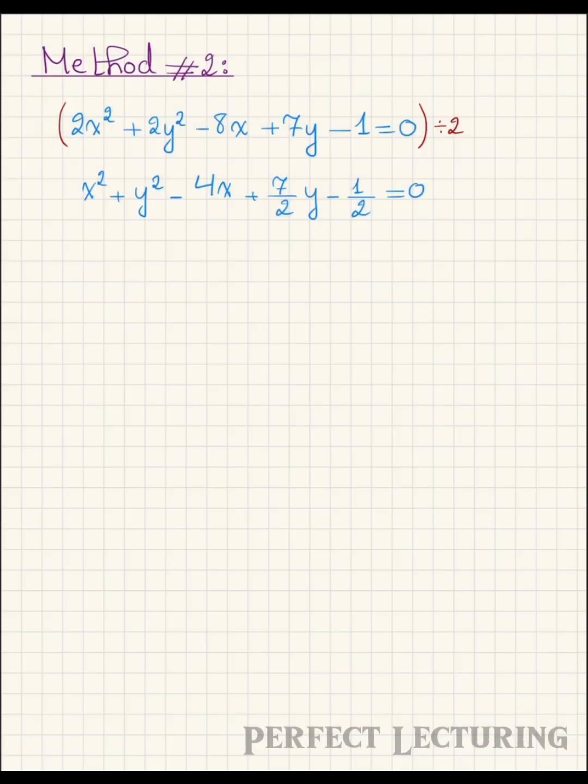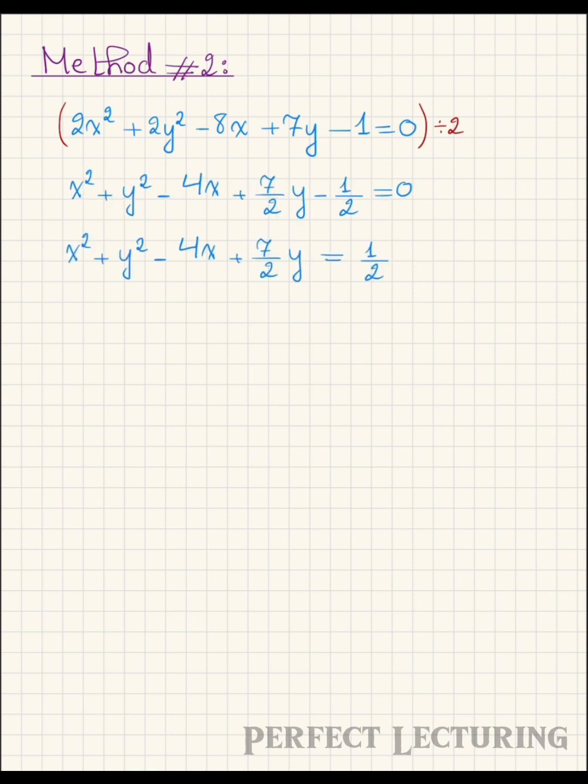Let us now solve this question using the second method, which is completing the squares. So again, first of all, I have to divide the entire equation by the coefficients of x squared and y squared, which is 2. Then, we move the negative half to the other side. So this becomes like this. Then, let us put the x's next to each other as well as the y's. And now we complete the squares.